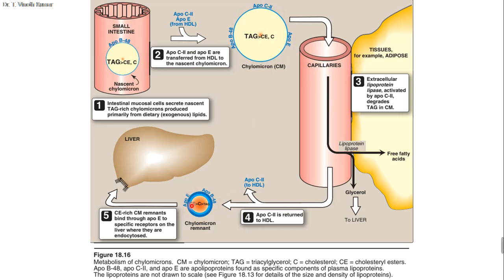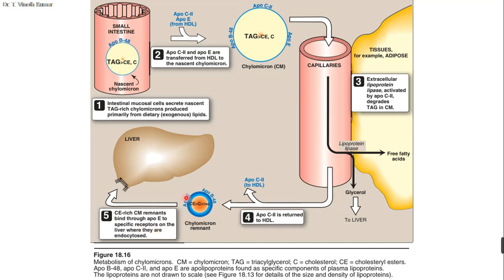Don't confuse with the nascent chylomicron, that is different. Nascent means the pre-form of chylomicron, that is called as nascent chylomicron, and this is chylomicron remnant. Remnant means the product after the liberation of free fatty acids. So the chylomicron remnants have apolipoprotein B48 and apolipoprotein E, and these cholesterol ester rich chylomicron remnants bind through the apolipoprotein E to the specific receptors on the liver where they are endocytosed.